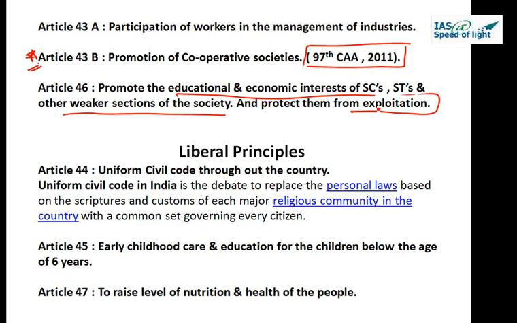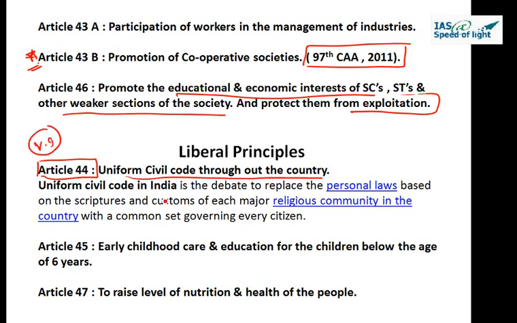The second category or second classification of directive principles is the liberal or intellectual principles. First one is article number 44, which tells of the uniform civil code throughout the country. So this is a very, very important article and you have to remember it with its number.